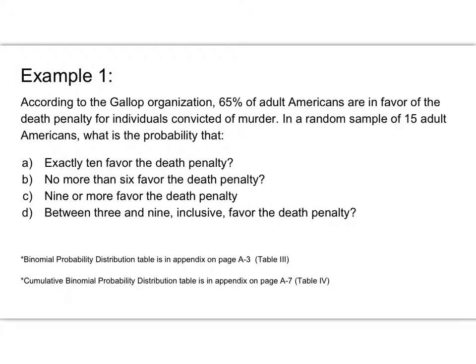So our first example of calculating a binomial probability is: according to the Gallup organization, 65% of Americans are in favor of the death penalty for individuals convicted of murder. In a random sample of 15 adult Americans, what's the probability that exactly 10 favor the death penalty? So the first part of our example, we're looking for the probability of 10.